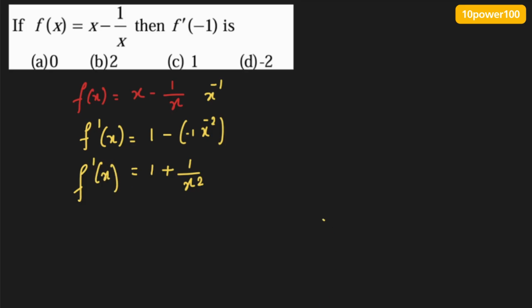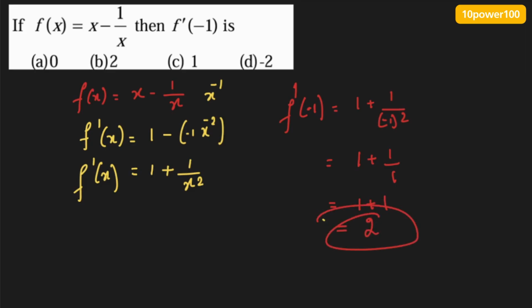Now let's substitute and calculate f dash of minus 1. f dash of minus 1 is equal to 1 plus 1 by minus 1, the whole square. We get 1 plus 1 by 1, and 1 by 1 is 1 only. So 1 plus 1, the answer is 2. That is option B. 2 is the correct answer.